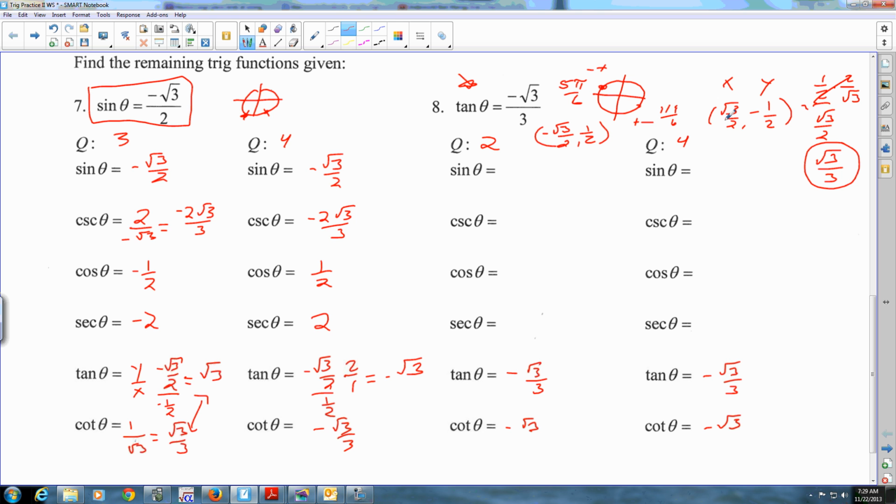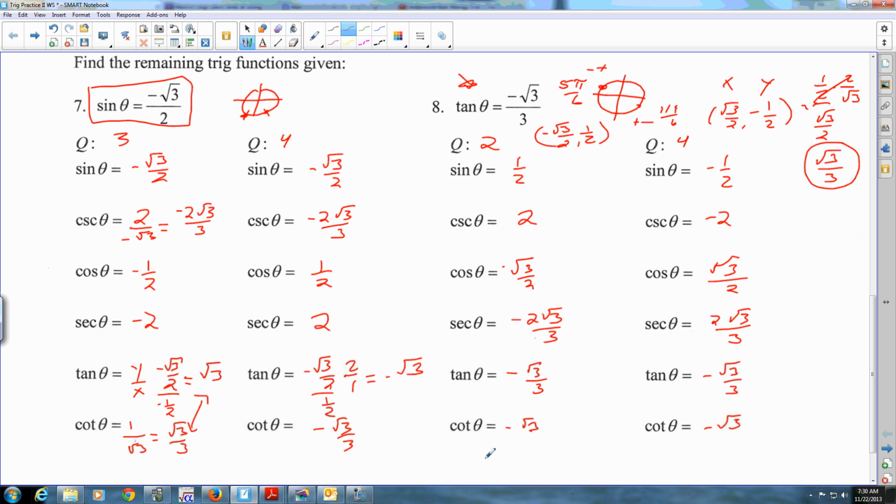Your x value, your y value, sine is your y value for this one, so it's a half. The reciprocal is 2. Cosine is negative square root of 3 over 2. The reciprocal, we've done those right here. Negative 2 square root of 3 over 3. This one in quadrant 4 is going to be negative a half. The reciprocal is negative 2. Cosine is going to be square root of 3 over 2. The reciprocal is 2 square roots of 3 over 3. Okay? So that's how you use this information to figure out the other 5 remaining trig functions.